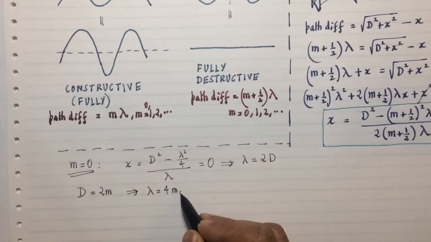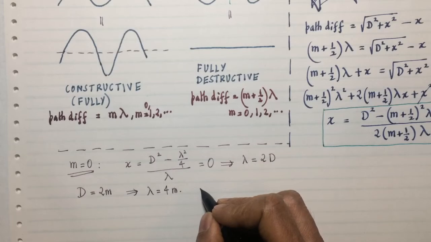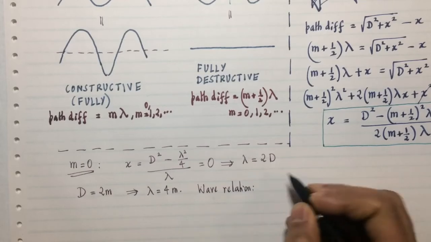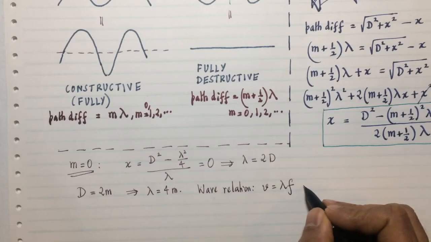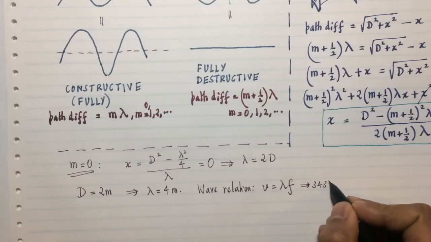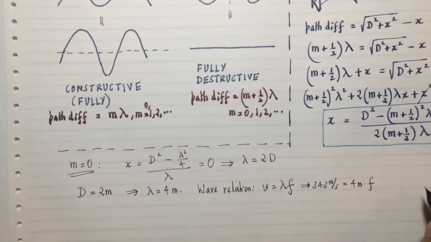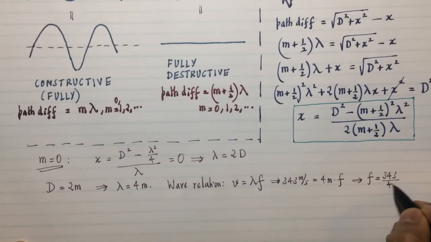We can actually find the frequency that this corresponds to based on sound, because these are loudspeakers. You've got to use the speed of sound here. The wave relation for sound is the speed of sound equals lambda times the frequency. So the speed of sound in air is about 343 meters per second, and that's equal to lambda, which is 4 meters, times the frequency f. So solving, I'm going to get f equals 343 over 4 hertz, which is something like 75 to 80 hertz. I'll just say 80 hertz approximately.